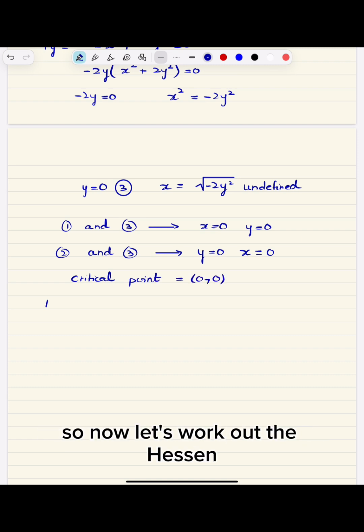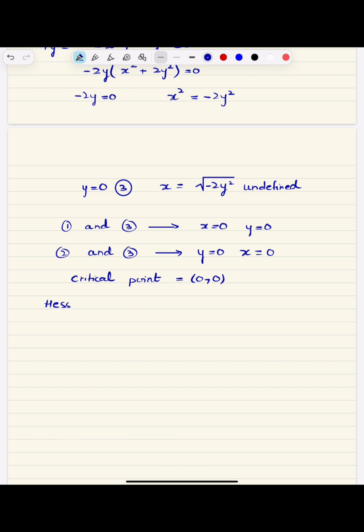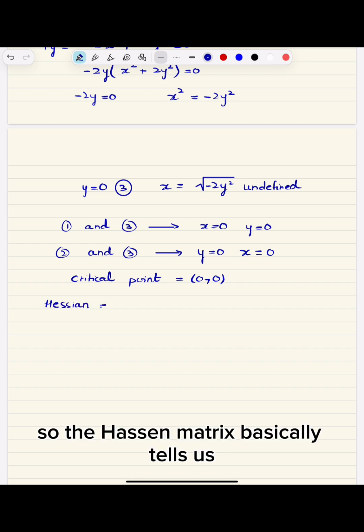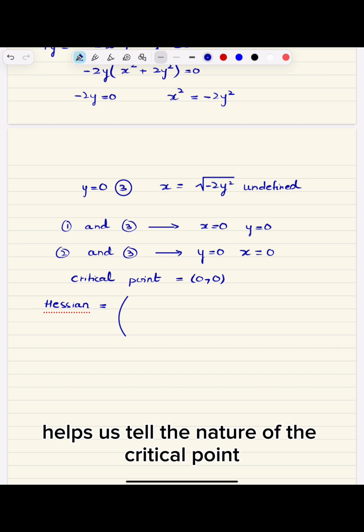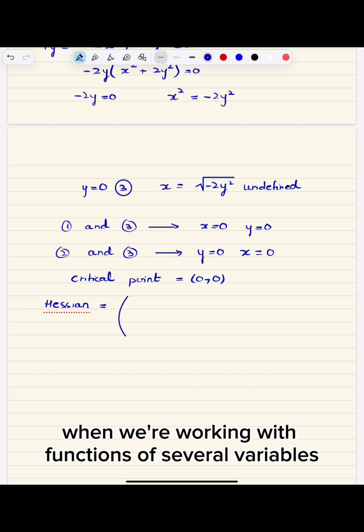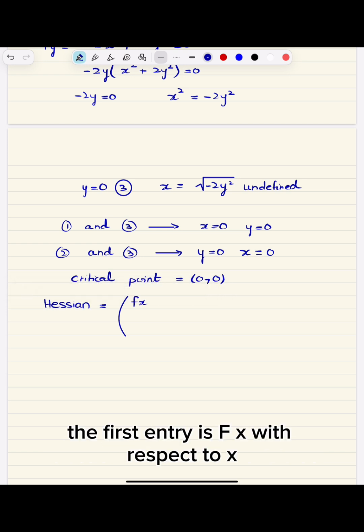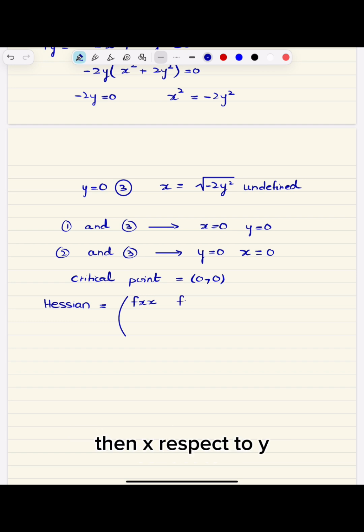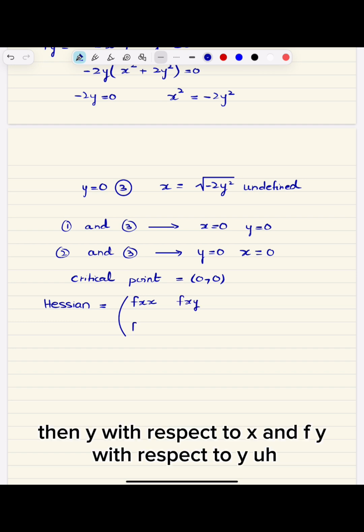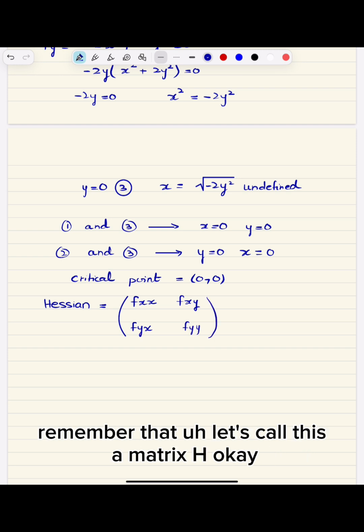So now let's work out the Hessian. The Hessian matrix basically helps us tell the nature of the critical point when we're working with functions of several variables. So the first entry is f with respect to x twice, then f with respect to x then y, then f with respect to y then x, and f with respect to y twice. Let's call this matrix H.